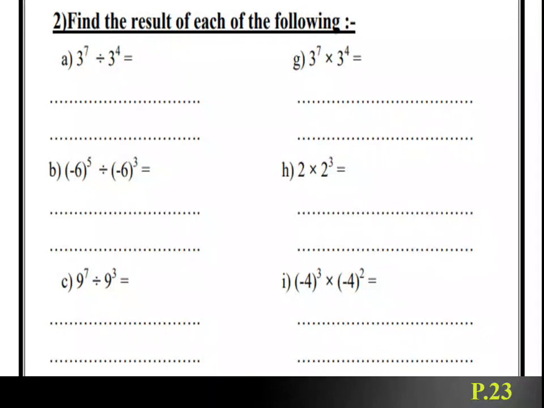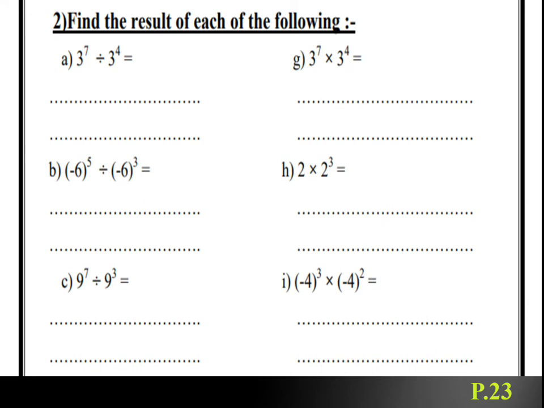Letter A, 3 power 7 divided by 3 power 4. Here we have same base, which is 3, and we have the division sign. Okay, so we have to do some steps. The first step will be subtracting the powers. If we have a division sign, we have to subtract the powers. So I will put just one base, which is 3, and put in the power place 7 minus 4. What about the 7? It's the power of the first number. And what about the 4? It's the power of the second number.